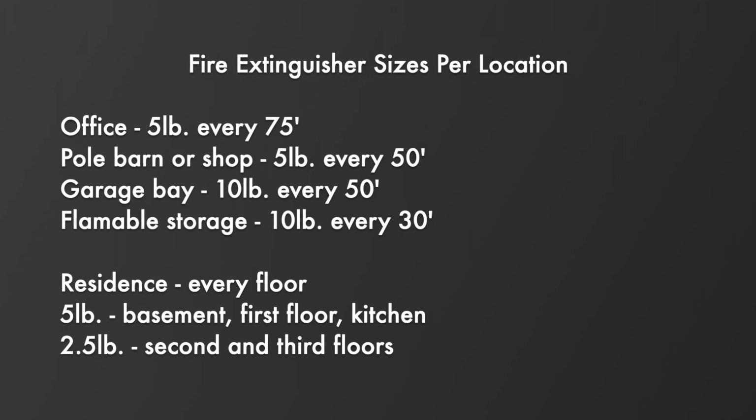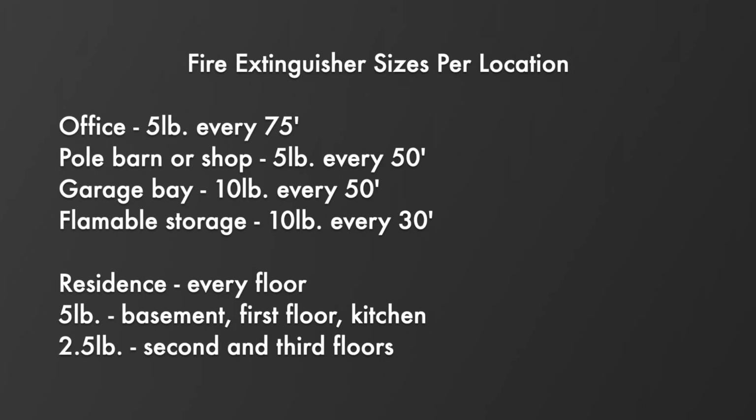When we talk about pole barns or shops on the farm, garages, we want to make sure that we have a 10-pound extinguisher within 50 feet of us at all times as a minimum. When we talk about offices, we want to have a 5-pounder every 75 feet placed throughout the office. That way they're easily accessible when we do have an emergency occur.